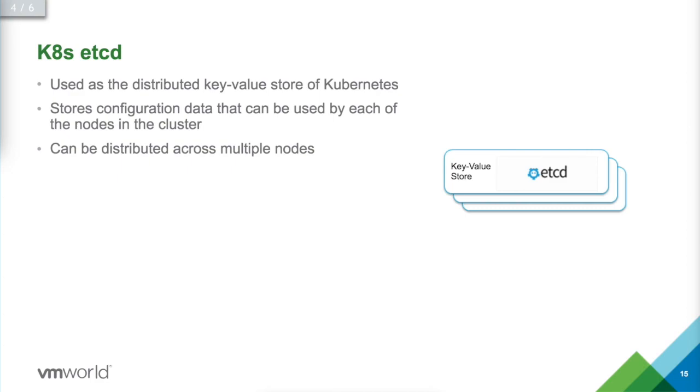etcd is usually deployed in cluster mode with multiple nodes, 3 minimum, to guarantee HA and resiliency. etcd is also used for service discovery in a Kubernetes environment. Let's go into some details here.